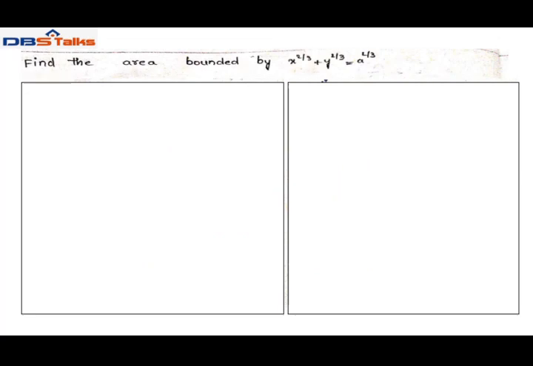In lecture 3, I am going to discuss the remaining problems of Green's theorem. The next problem is: find the area bounded by the curve whose equation is x^(2/3) + y^(2/3) = a^(2/3).